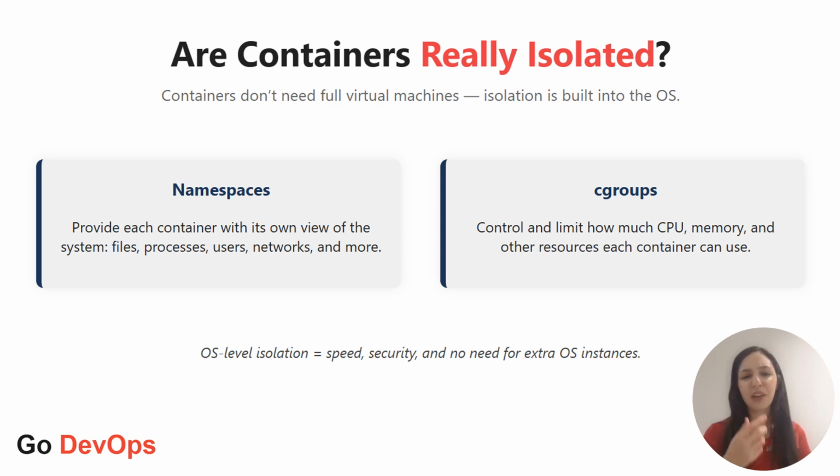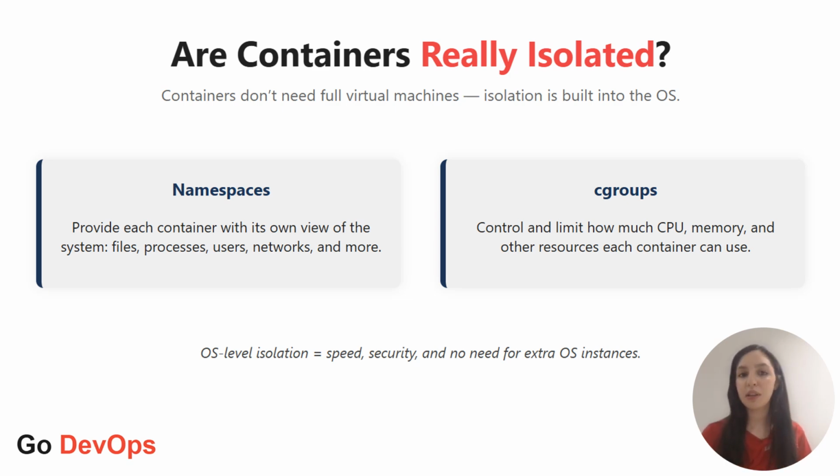It's the namespaces and the cgroups, the control groups. The namespaces give each container its own view of the system: its own files, processes, users, network stack. From inside, it feels like a complete system, even though it's just a lightweight slice of the host. And the cgroups manage how much CPU, memory, and other resources each container can use. So they keep containers from stepping on each other's toes and help protect system stability.